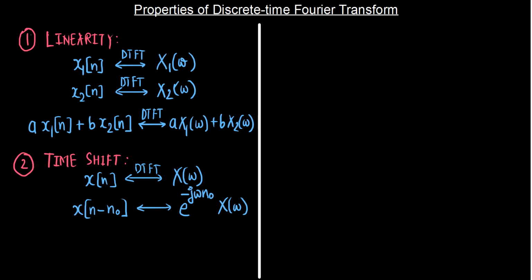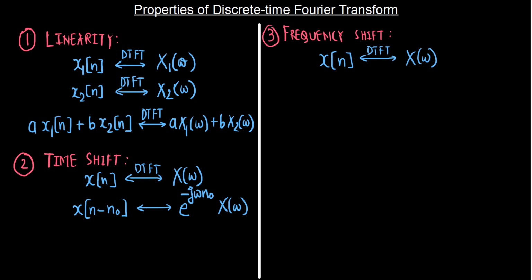As we have this property for time shift, we do have the property for the frequency shift as well. So the third property is the frequency shifting property. This property says that if we have a signal whose Fourier transform is X of omega, and we shift this in the Fourier domain by an amount of omega naught, we are going to get a similar signal: x of n with a scaling factor of e power j omega naught n, where omega naught is the amount of shift in the Fourier domain.